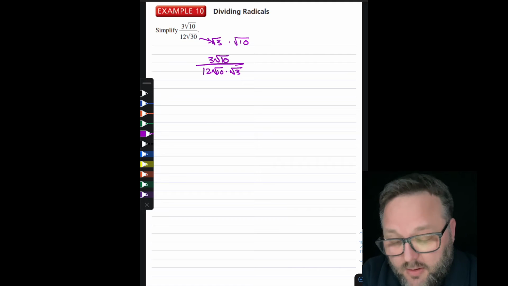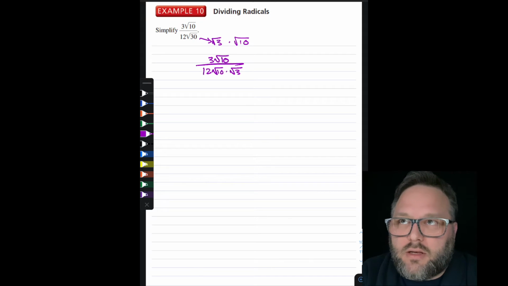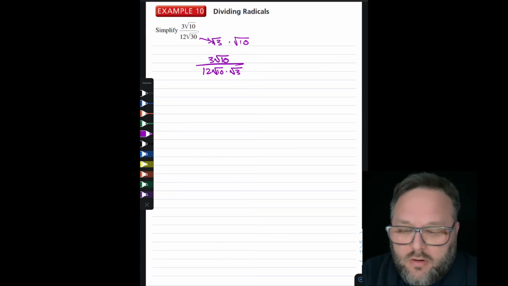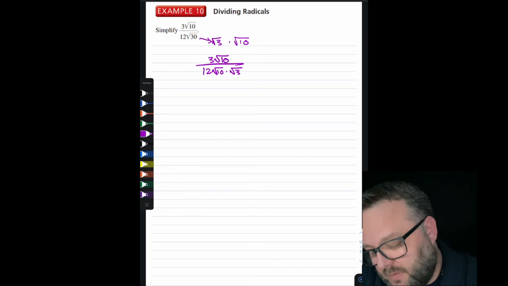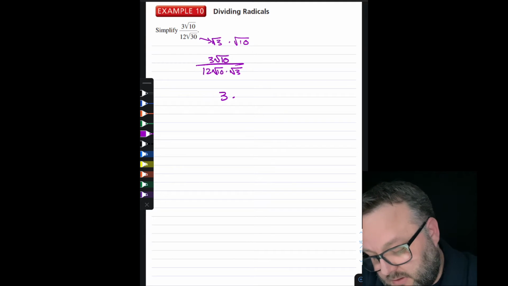Now, this seems like a lot, but I'm breaking it down for illustrative purposes. So all of this, if I tear apart the fraction going in reverse from what we're used to with multiplication, there's one word that means all that, and I cannot think of it. But what I'm saying is this is the same thing as 3 times radical 10 over 12 times radical 10 times radical 3. Let me extend that.